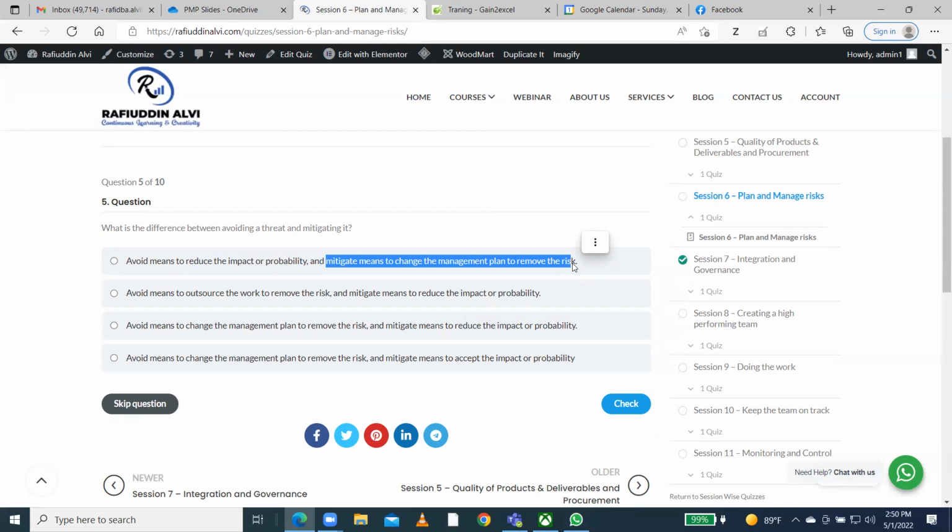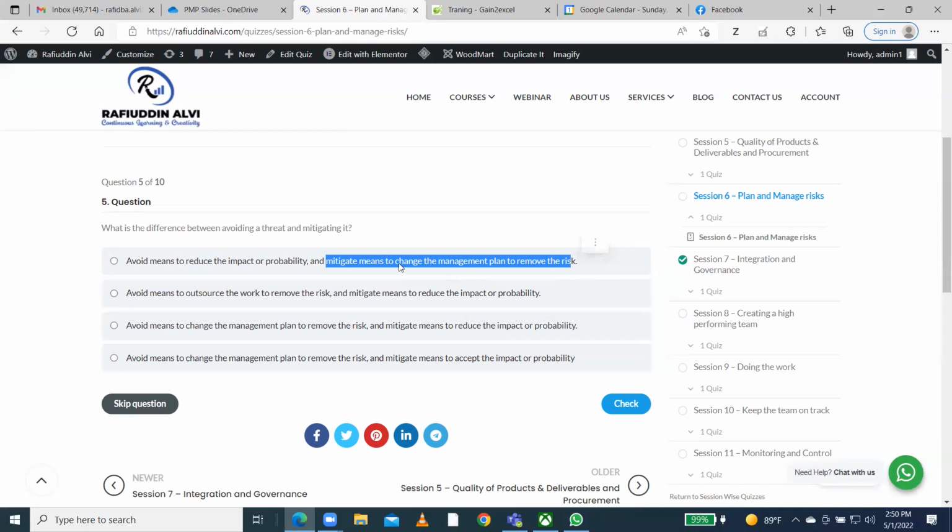Mitigate means reducing. But why I said A is the answer is, if you see the last three options, avoid doesn't fit properly. Avoid means, avoid what, how you will avoid the situation. Whether you will reduce the probability and impact, whether you will outsource, or whether you will change the management plan to remove the risk. Avoid means to change the management plan.